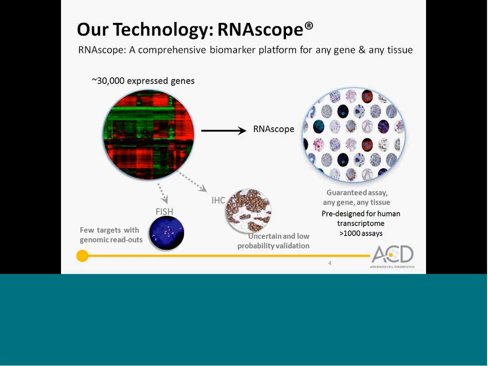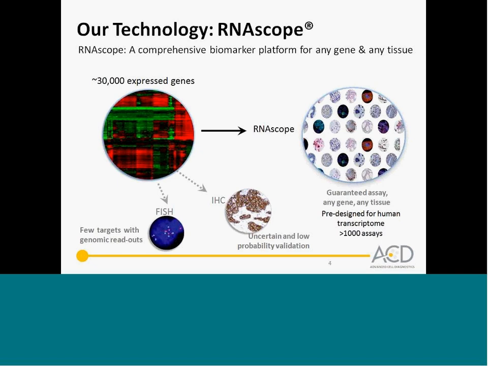Just our technology, RNAscope is a comprehensive biomarker platform for visualizing any gene from any species in cells and tissues. As an example, you can use expression arrays. You can visualize the entire human transcriptome, but then you validate those genes in the tissues and cells from which you isolated the RNA in the first place.